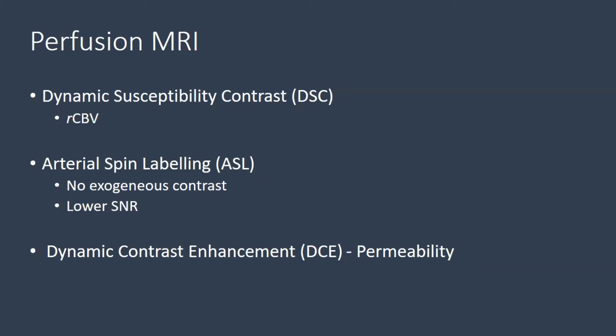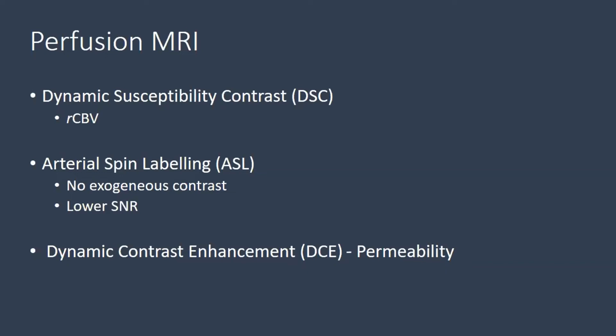Arterial spin labeling measures the cerebral blood flow. That means the flow of blood per unit, per gram, or per amount of tissue. The advantage of this is you do not have to give any exogenous contrast, but it does have a very low signal to noise ratio. There are ongoing improvements and hopefully this will see the light of day soon.